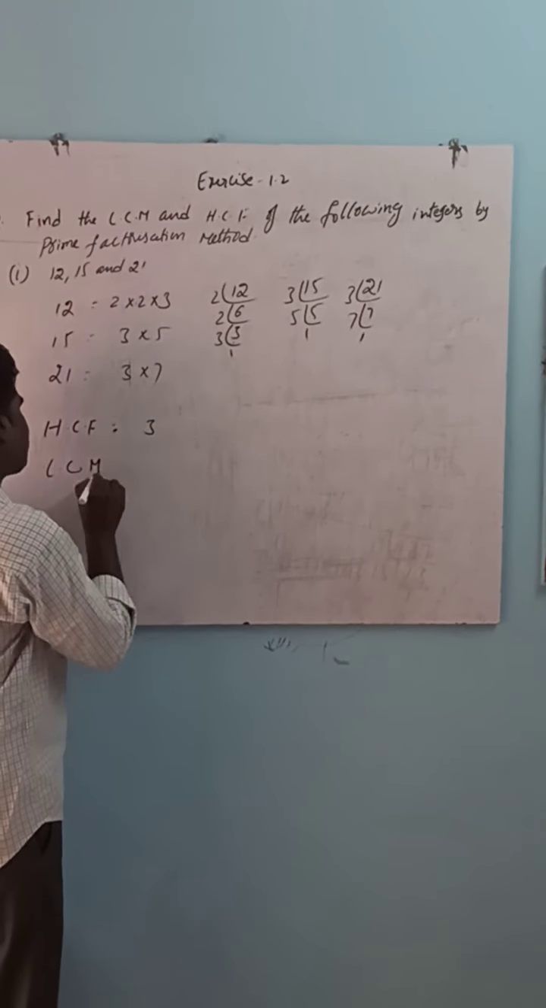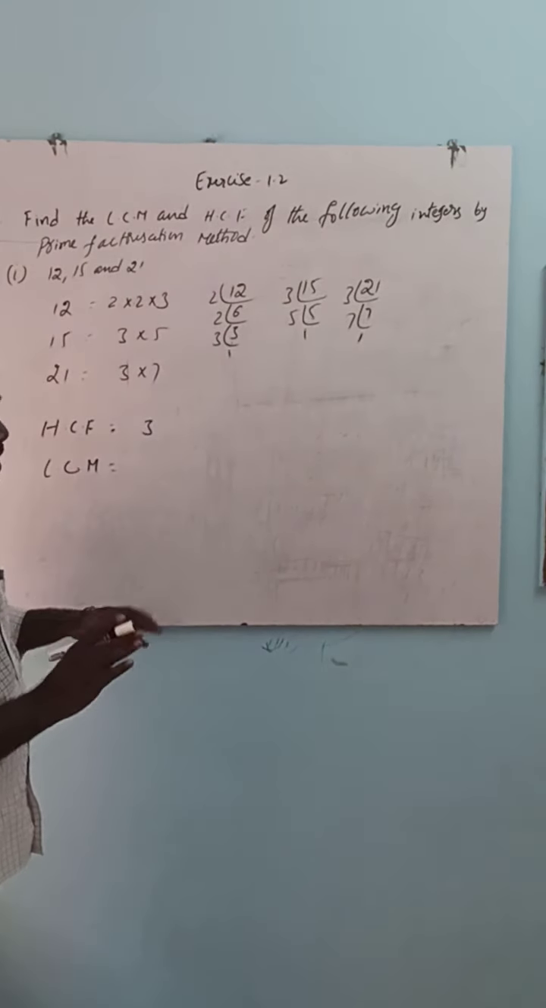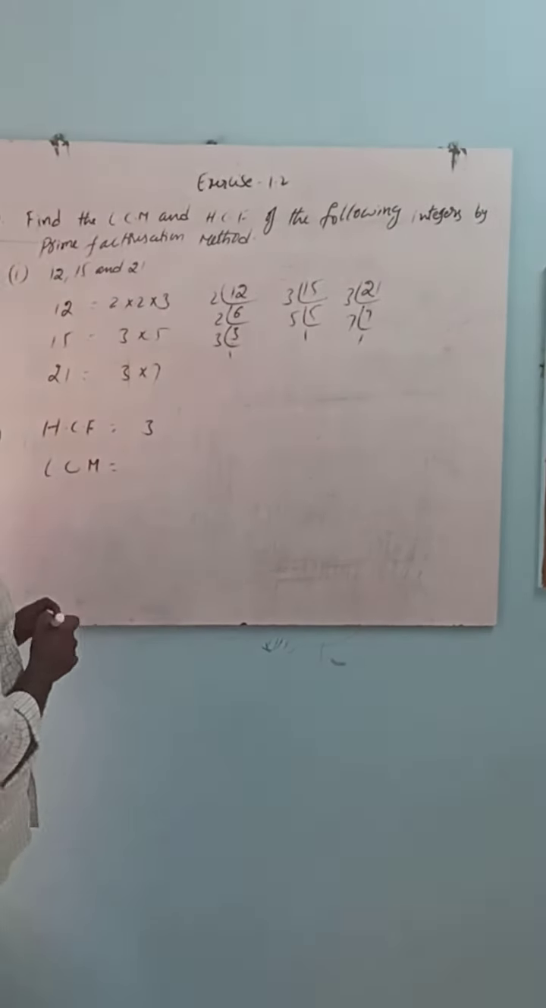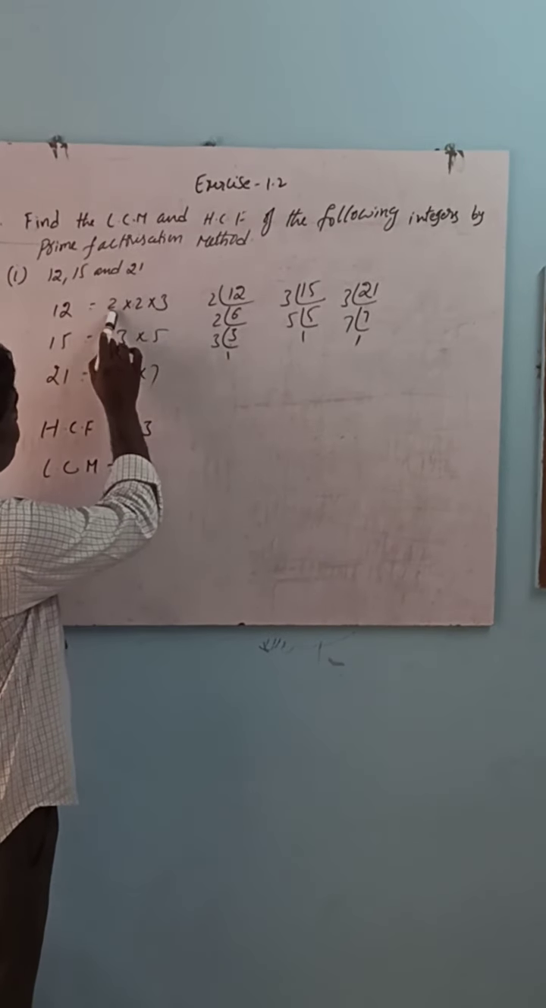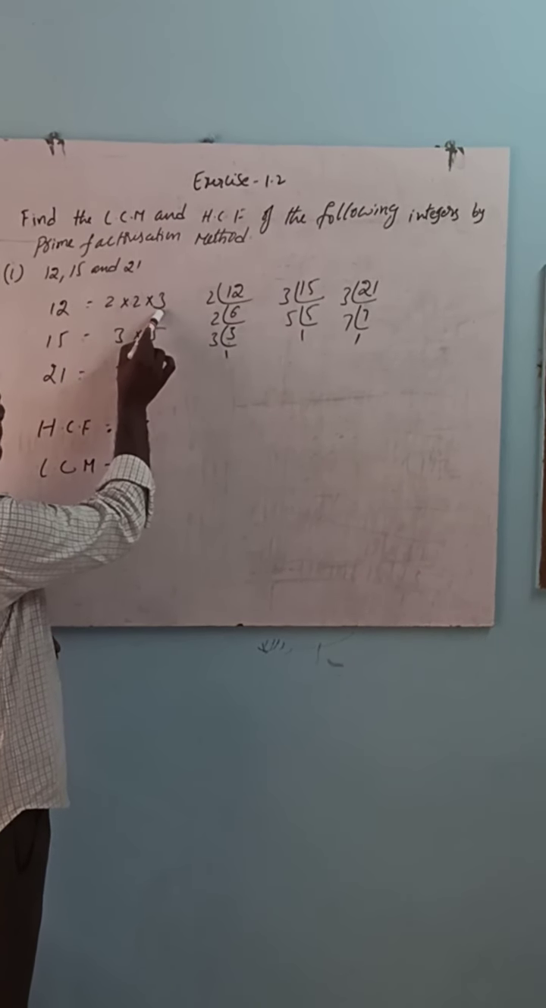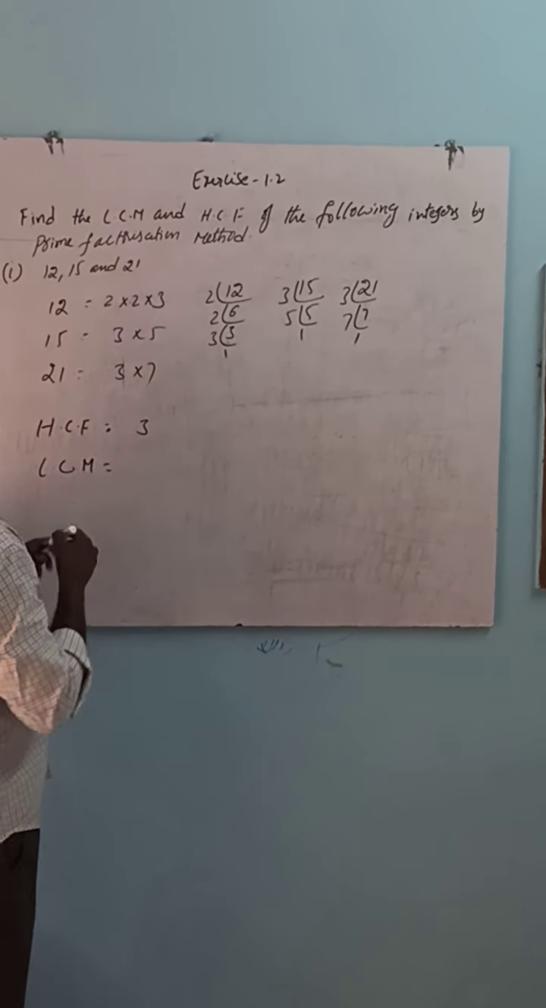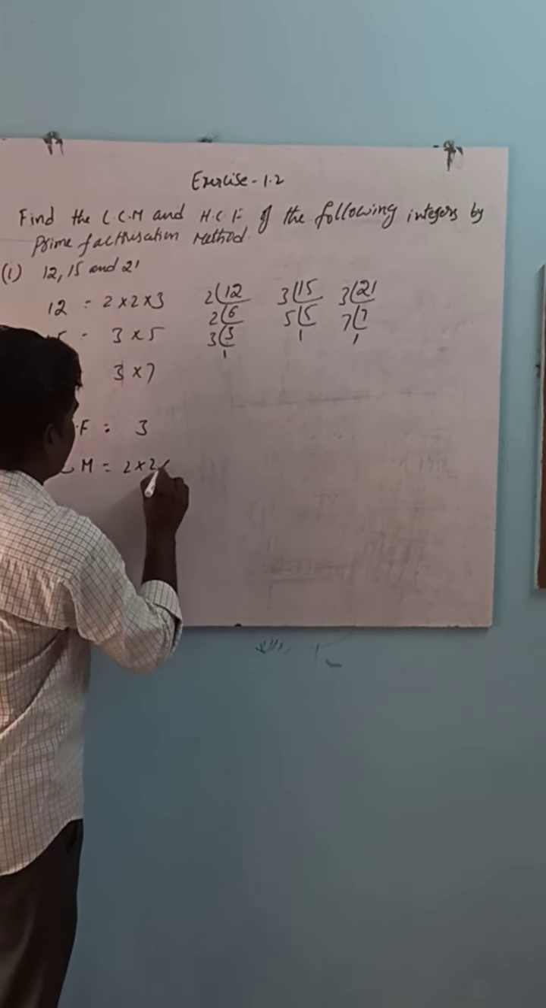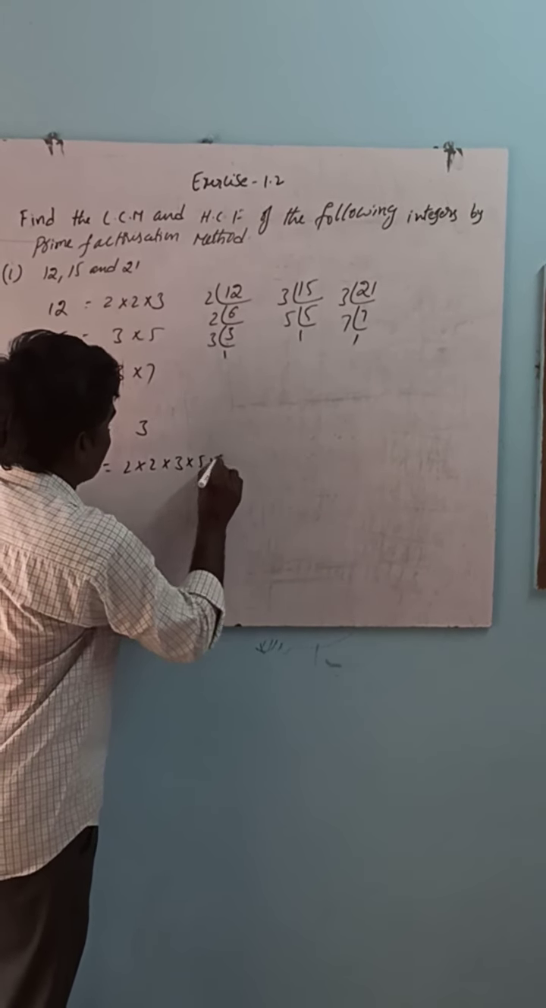Next, LCM: the highest multiple of all factors. First take 2. How many factors are there here? 2, 3, 5, 7. Okay, 2 how many times here? 2 times. 3 1 time, 5 1 time, 7 1 time. That is 2 into 2 into 3 into 5 into 7.